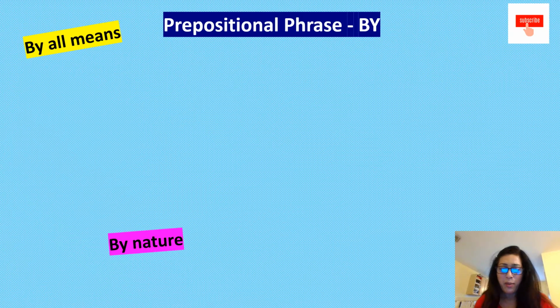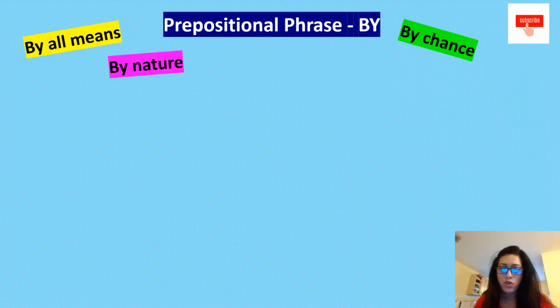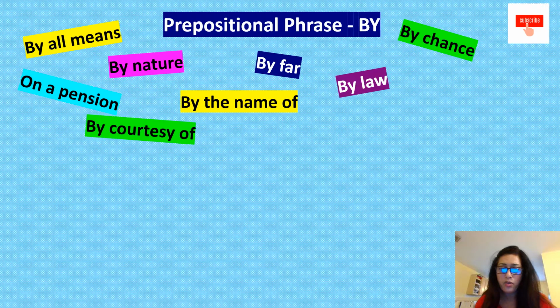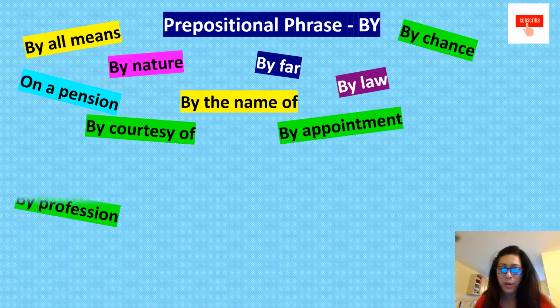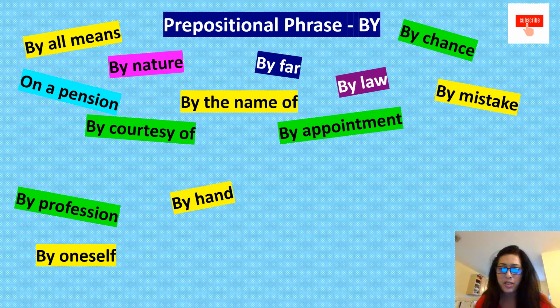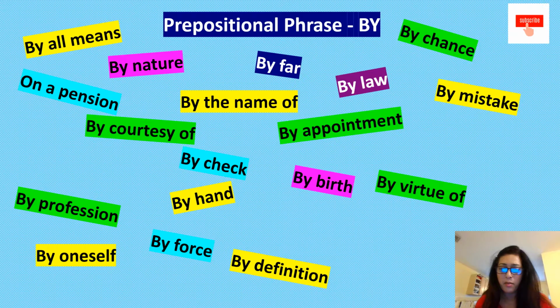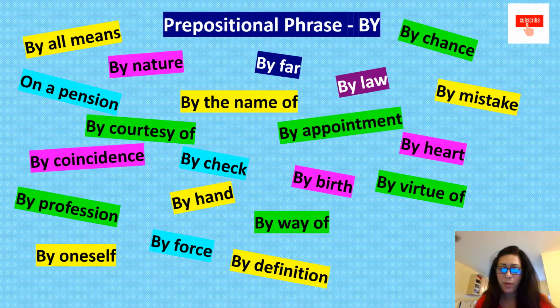With "by": by all means, by nature, by chance, by far, by the name of, by law, on a pension, sorry, that's coming from "on". By courtesy of, by appointment, by profession, by hand, by mistake, by oneself, by force, by definition, by check, by virtue of, by birth, by way of, by heart, by coincidence.